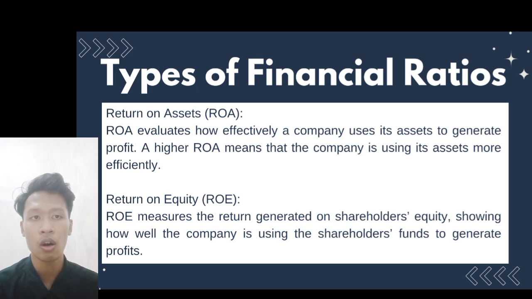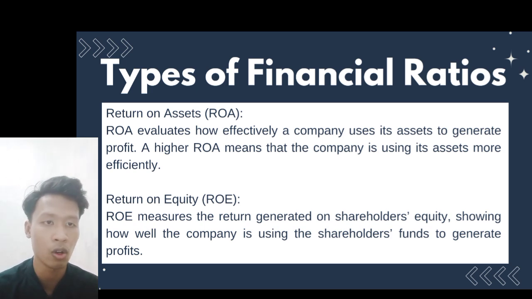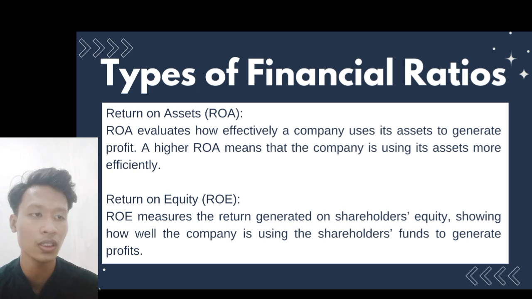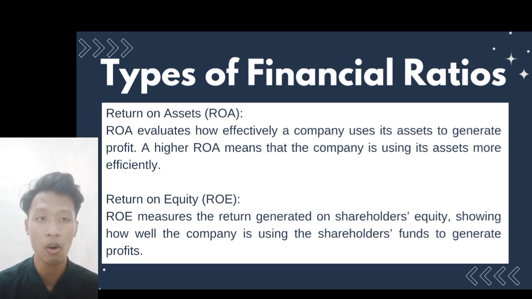Return on assets. This shows how effectively a company uses its assets to generate profit. A higher ROA means that the company is using its assets more efficiently. And return on equity, or ROE, measures the return generated on shareholder equity, showing how well the company is using the shareholders' funds to generate profit.